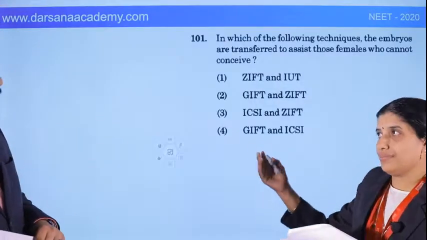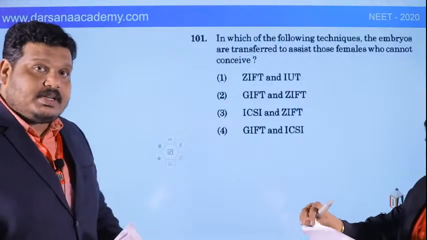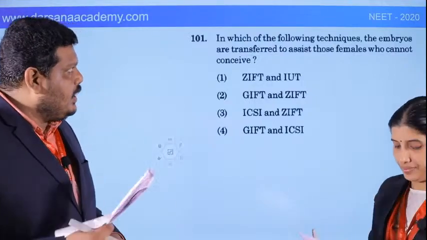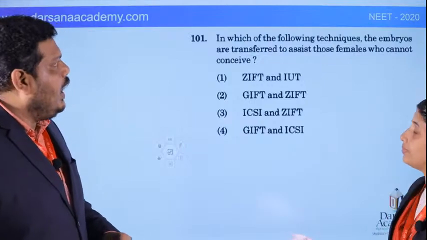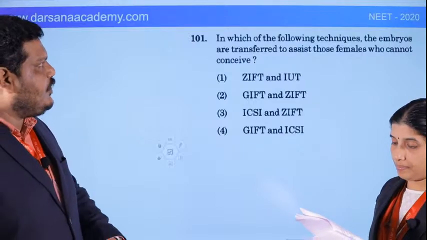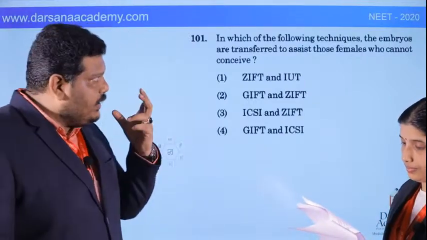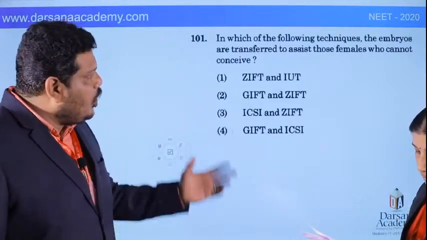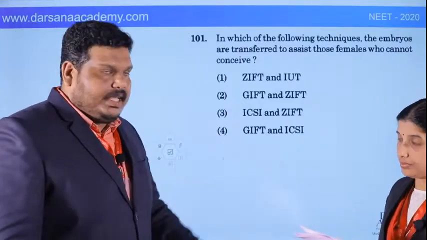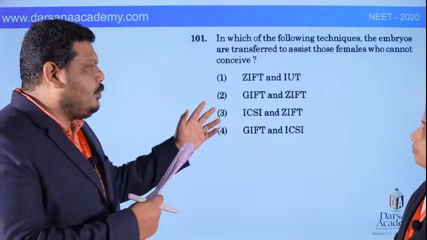It is from the chapter Reproductive Health, I mean, not reproduction exactly, the second chapter of the Zoology of second year. In which of the following techniques are embryos transferred to assist those females who cannot conceive? The term you should keep in your mind is: who cannot conceive. The options are: ZIFT and IUT, GIFT and ZIFT. So there is a bit of confusion between the two options.